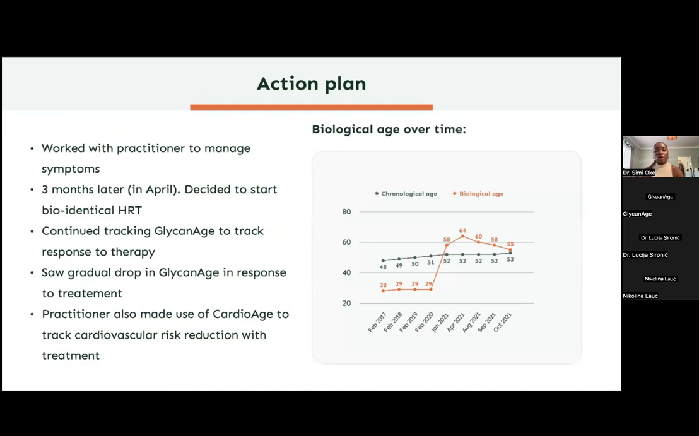We also have a report called GlycanAge Cardio, which is specific to cardiac markers and looks specifically at your cardiac risk. It's only available in women at the moment, but ultimately you can use that to understand if HRT is working as expected. And we have quite a few clinicians who are doing that.